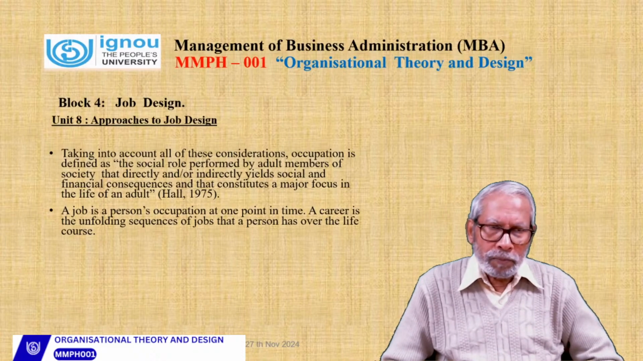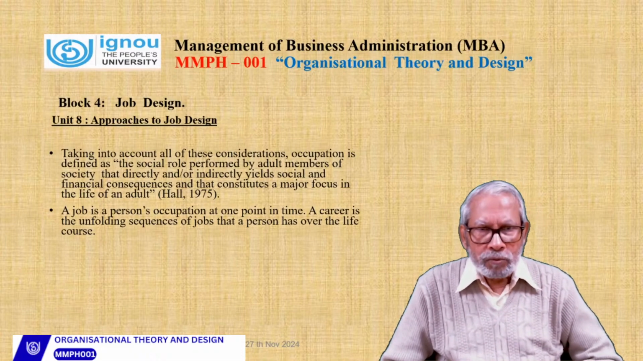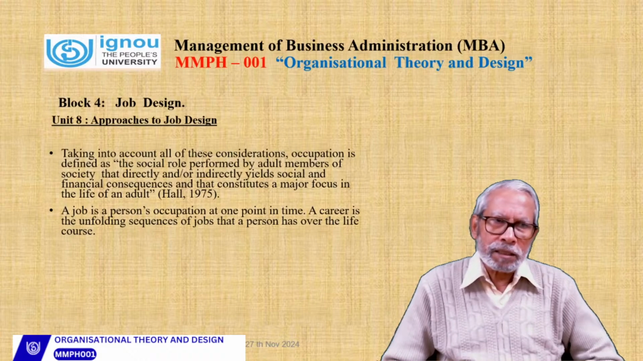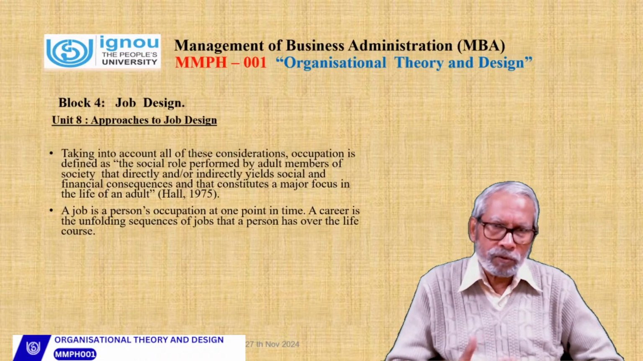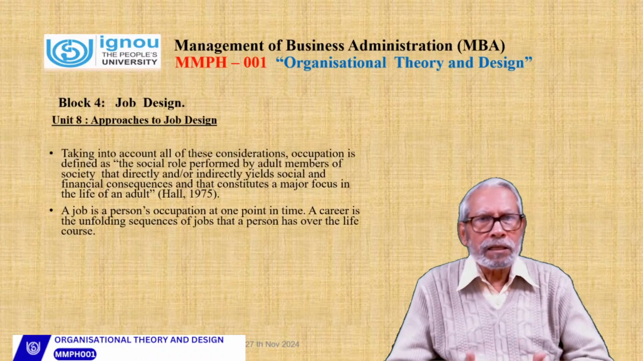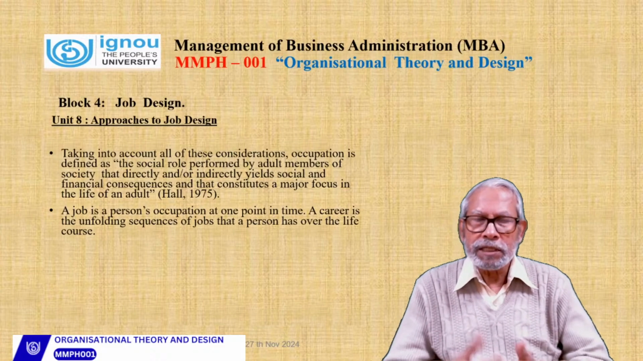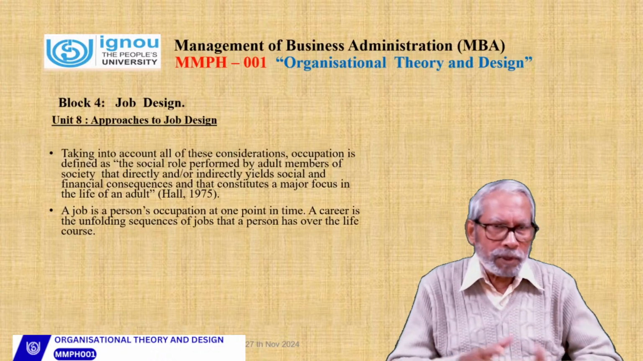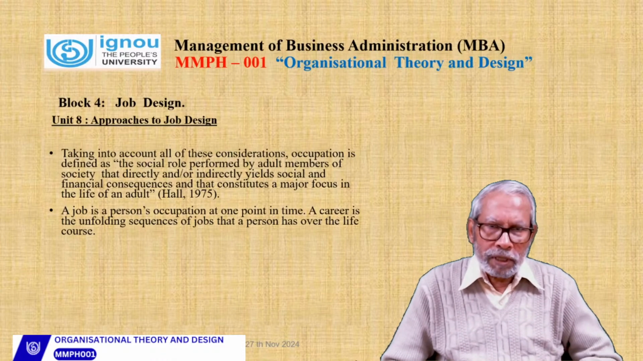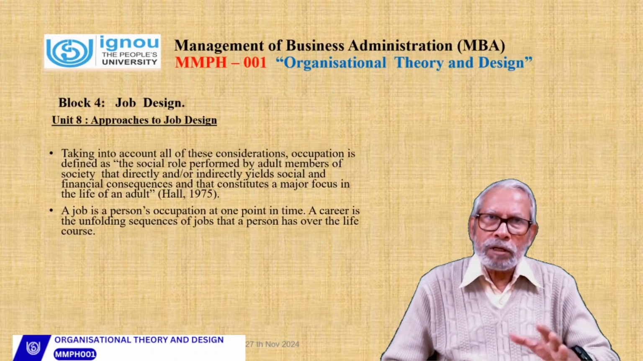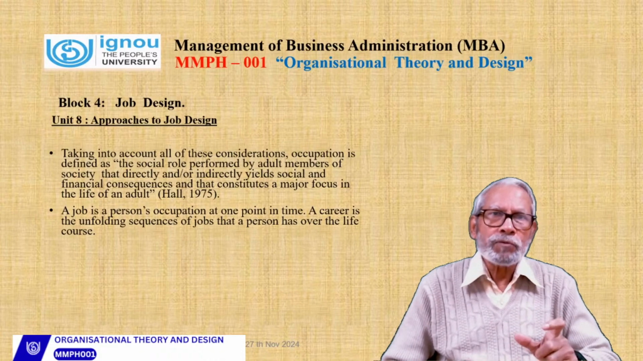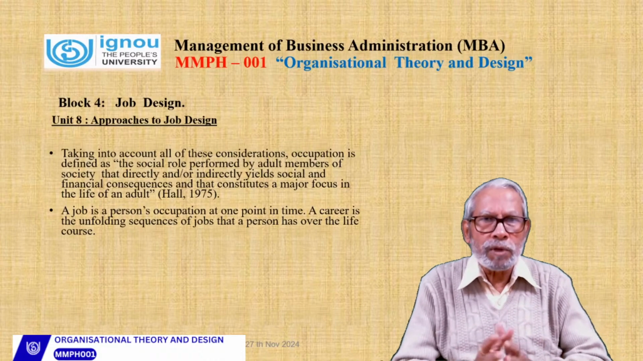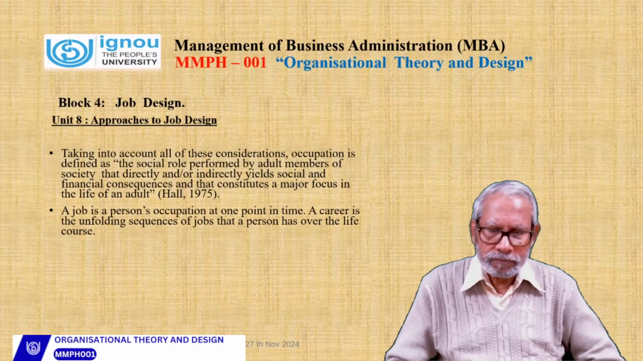Now, a person's occupation at one point of time. You see, the career is an unfolding sequence, because one by one, as I said, first the engineer, then the senior engineer, the deputy manager, the chief engineer. This is the way he will pass on, and his growth will be like this. So this is the total life course. In one lifetime, he may achieve so many things.